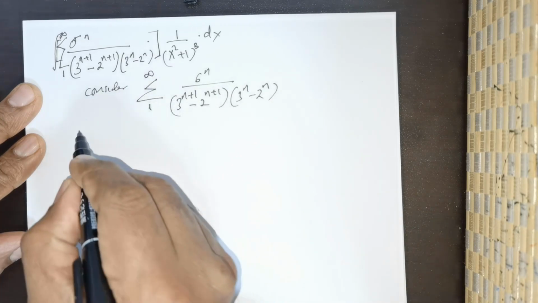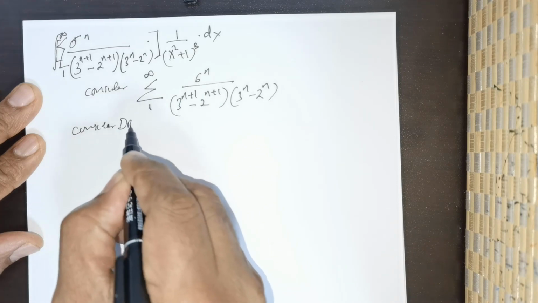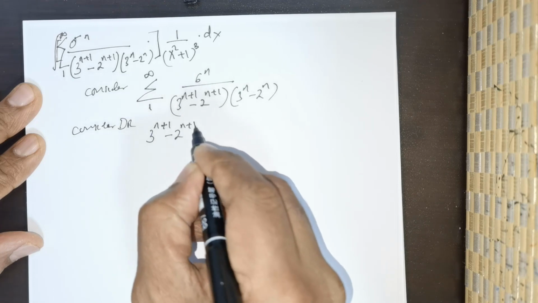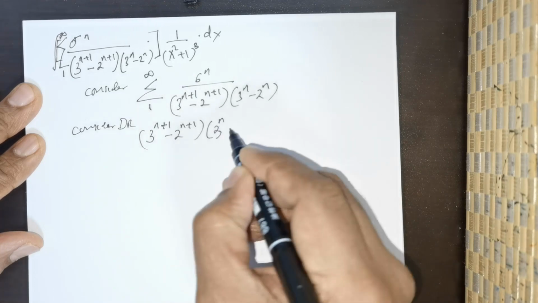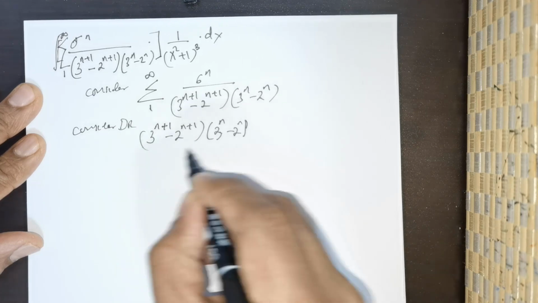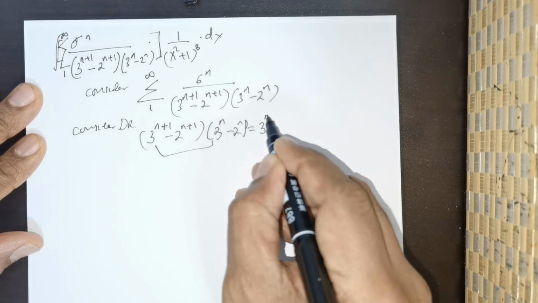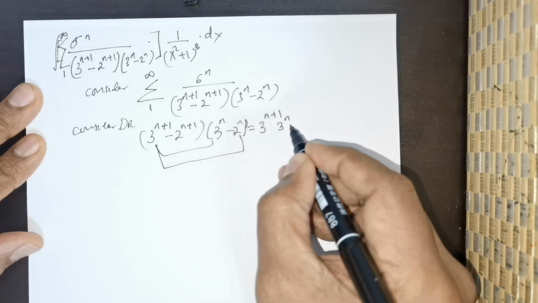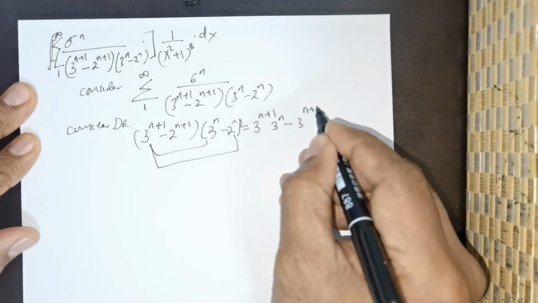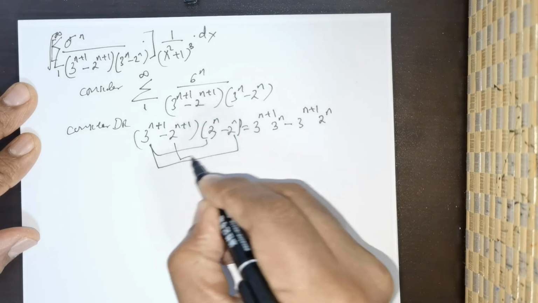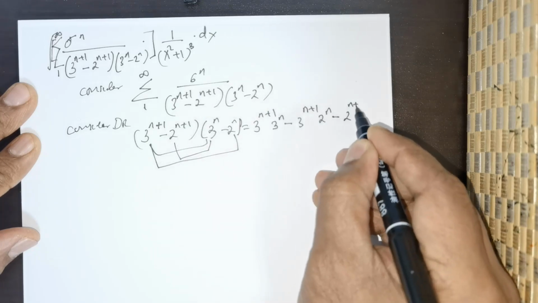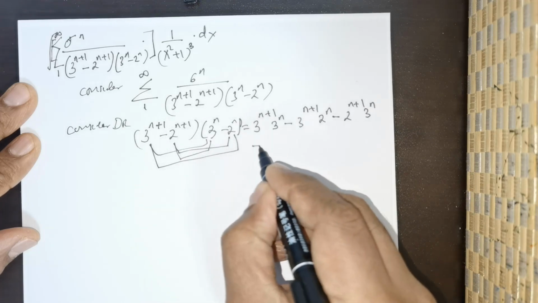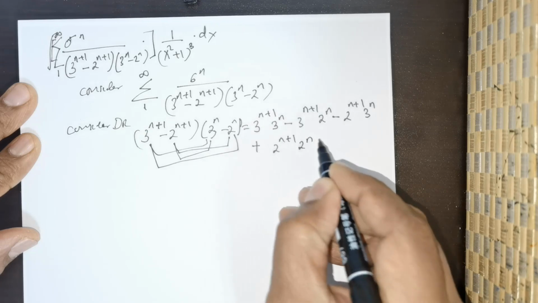Now what I wish to do is consider the denominator. The denominator is (3^(n+1) − 2^(n+1)) multiplied with (3^n − 2^n). So let me distribute this. This into this is going to be equal to 3^(n+1) multiplied with 3^n, and then this into this, that's going to be negative 3^(n+1) multiplied with 2^n. Then this into this, that's going to be negative 2^(n+1) times 3^n. Then this into this, negative will be positive, so 2^(n+1) times 2^n.